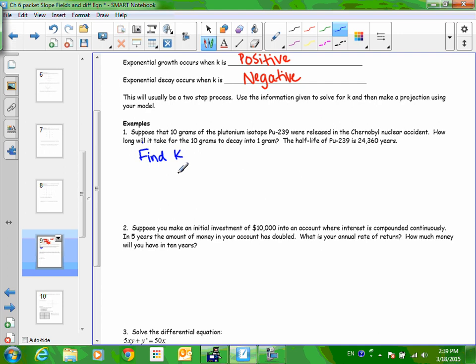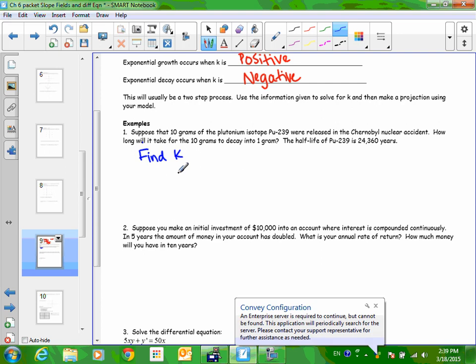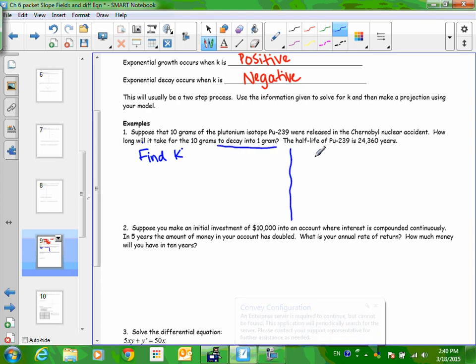So it says, suppose that 10 grams of plutonium were released into the Chernobyl nuclear accident. How long will it take for 10 grams to decay into 1 gram? The half-life of plutonium is 24,360. Okay, this whole how long, blah, blah, blah, we are going to do in the second part. We're going to answer the question. Okay, I'm not even worried about the 1 gram yet.